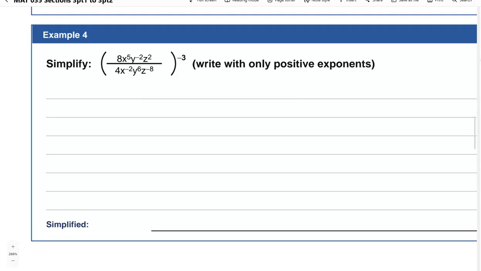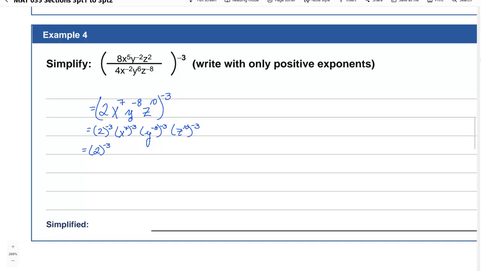8 divided by 4 is 2. I'm going to subtract the exponents on the x. 5 minus negative 2 is a 7. Subtract the exponents on the y's. Negative 2 minus 6 is negative 8. And then z's. 2 minus negative 8 is a positive 10. And all of that's raised to the negative 3 power. So then I am going to distribute that negative 3 power. So I'm going to have 2 to the negative 3 times x to the 7th to the negative 3 times y to the negative 8 to the negative 3 and z to the 10th to the negative 3.